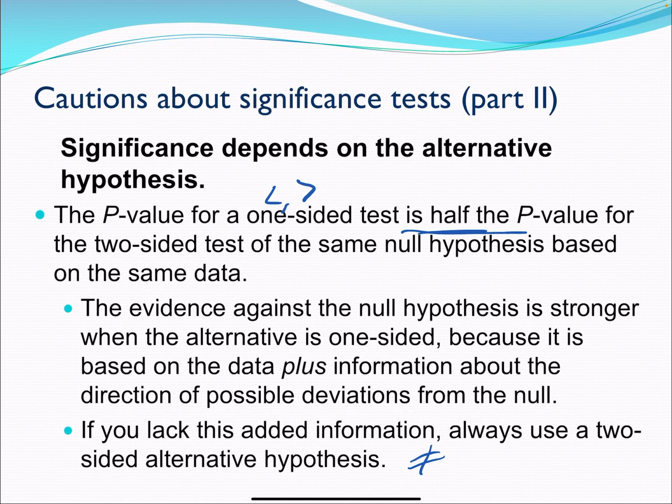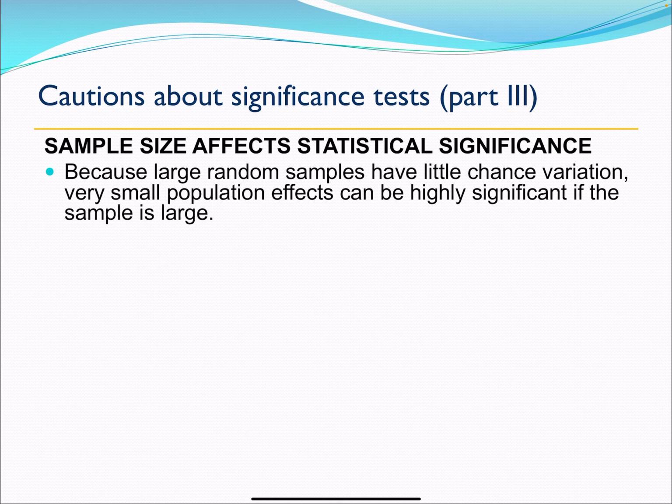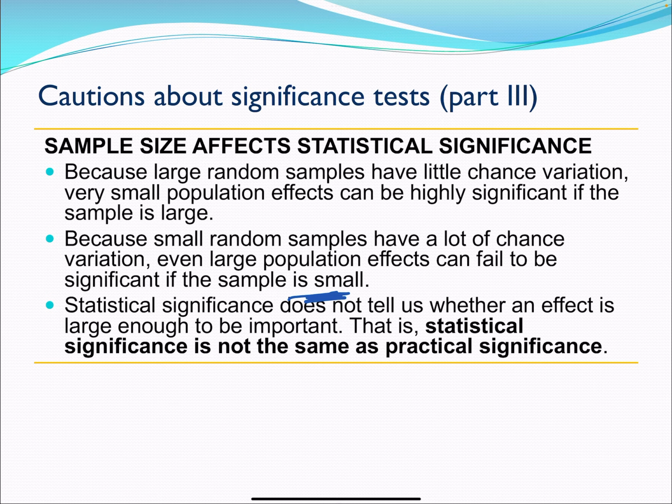Last cautions about significance tests, right? Sample size affects our statistical language. Because large random samples have little chance variation, very small population effects can be highly significant if our sample is large. Because small random samples have a lot of chance variation, even large population effects can fail to be significant if our sample is small, right? We need to be taking a large random sample. Statistical significance does not tell us whether an effect is large enough to be important. That is, statistical significance is not the same as practical significance, kind of a key takeaway.